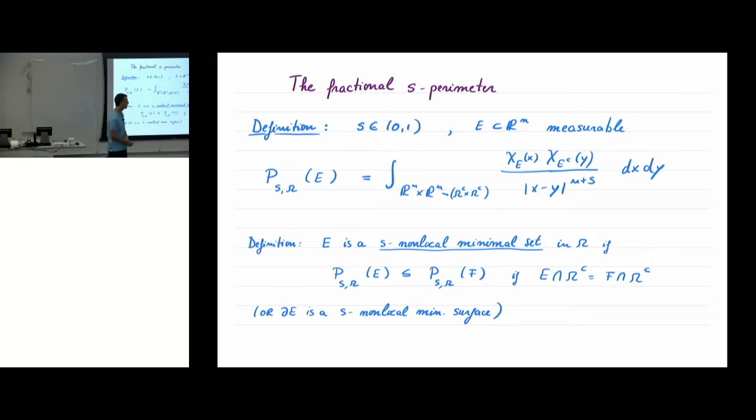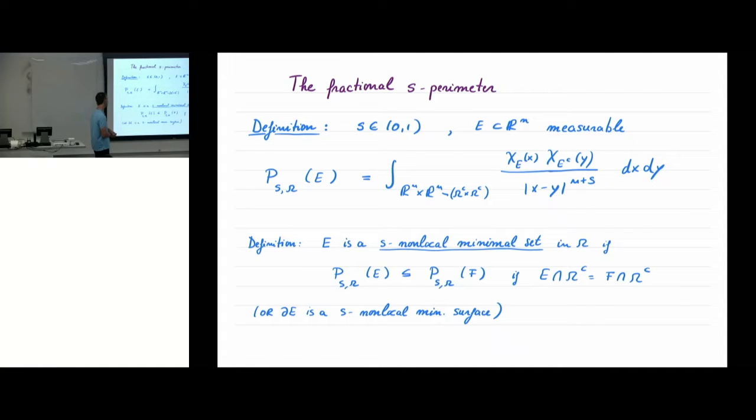Okay, so let me remind you that we look at non-local minimal surfaces. These are boundaries of measurable sets E that minimize the perimeter. The perimeter is the H^{s/2} norm of the characteristic function of E restricted to the domain omega, which amounts to basically integrating all x in E and all y's outside of E relative to this kernel that appears in the fractional Laplacian.